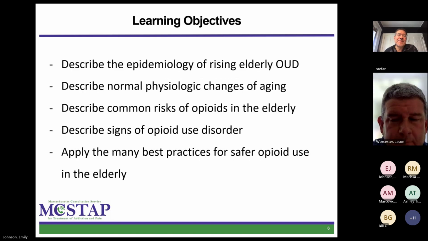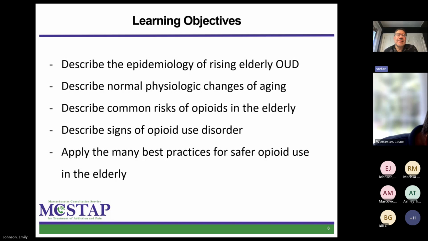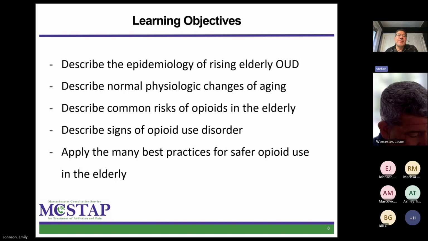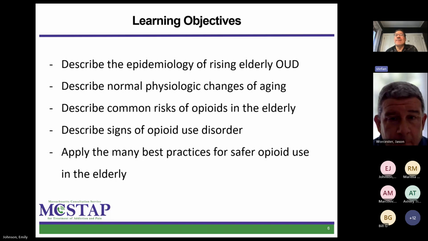Next slide. Okay. These are our learning objectives. Understand that there's a rising use in the elderly and use disorder in the elderly, that the normal physiologic changes of aging do apply here. There are common risks that are perhaps even worse in older individuals, and we'll review opioid use disorder and look for safer practices. Thank you. Next slide.